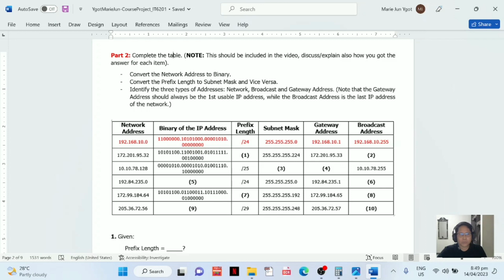This is part 2 of our course project. So I'm going to explain the answers that I provided in this activity. As you can see, this is our problem. We have problem number 1 here, which is we're going to find the prefix length. Okay, so let's proceed with number 1.